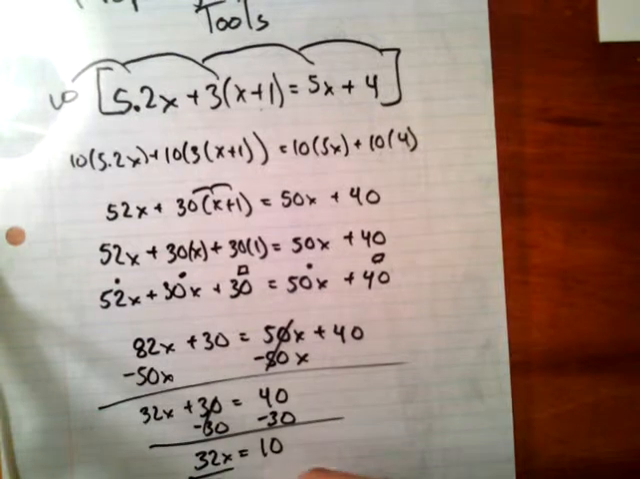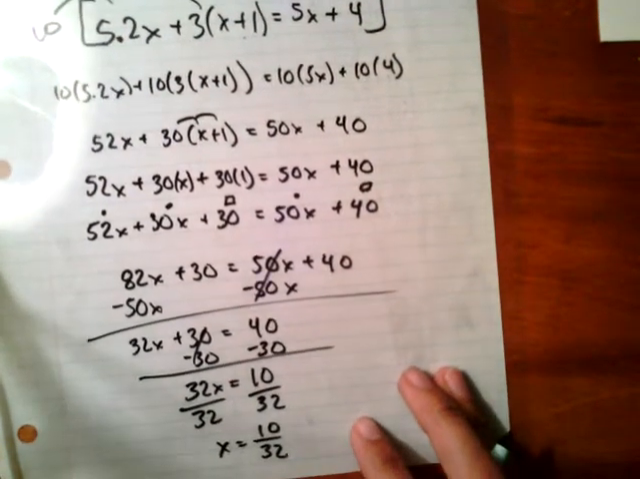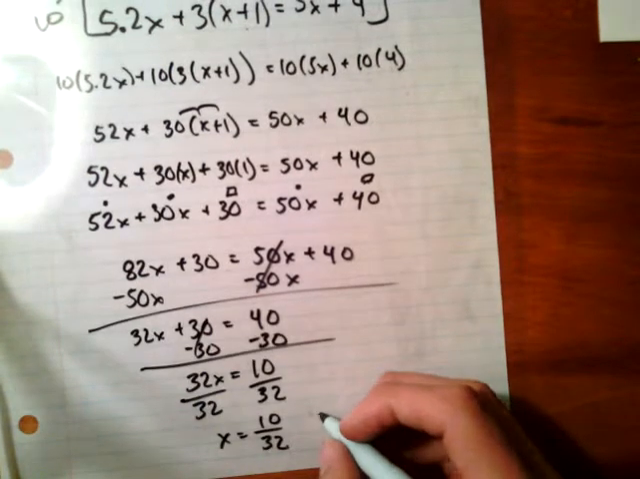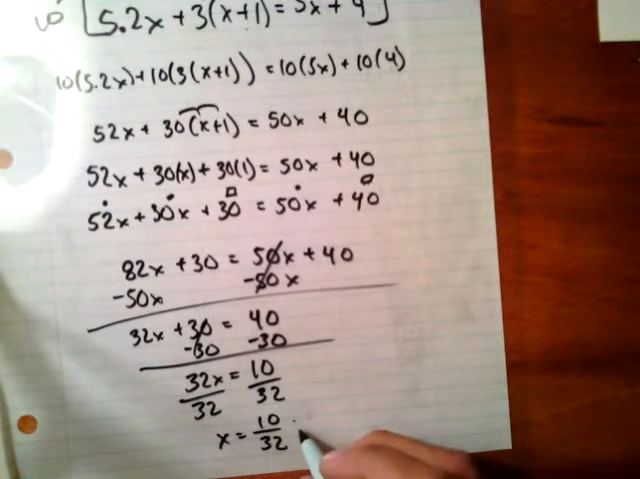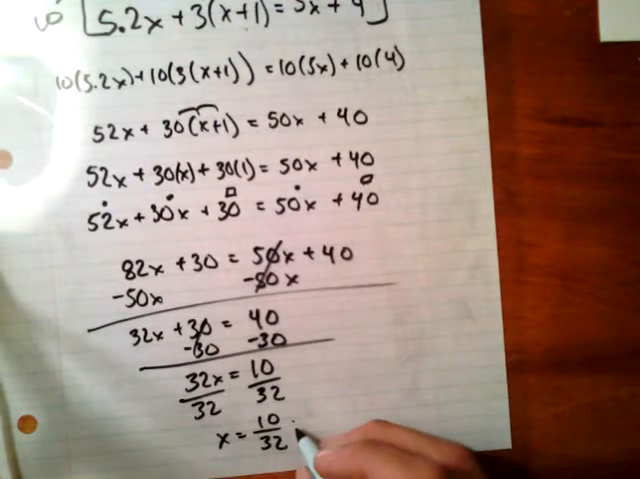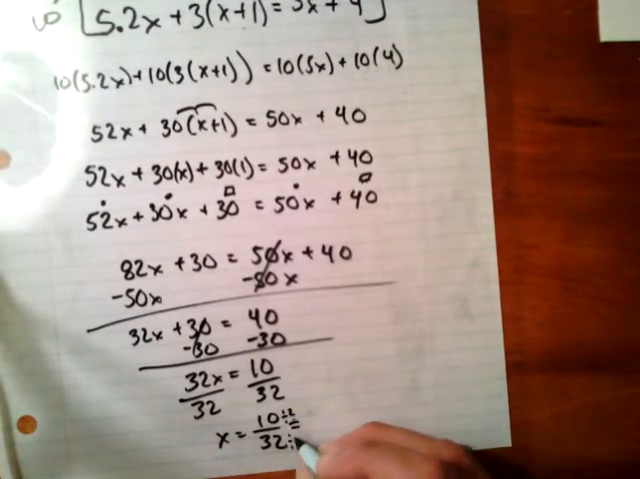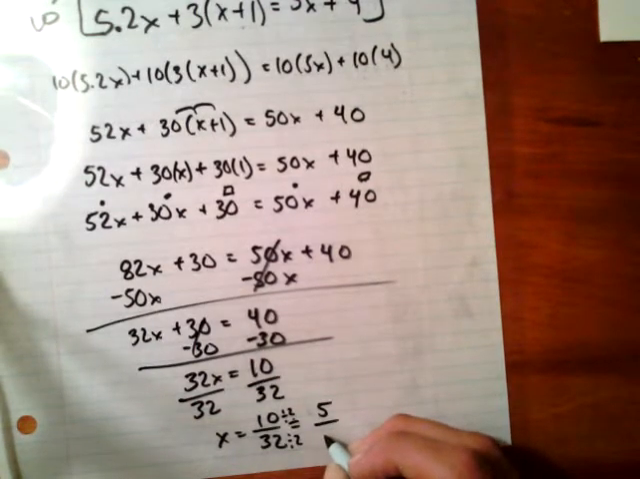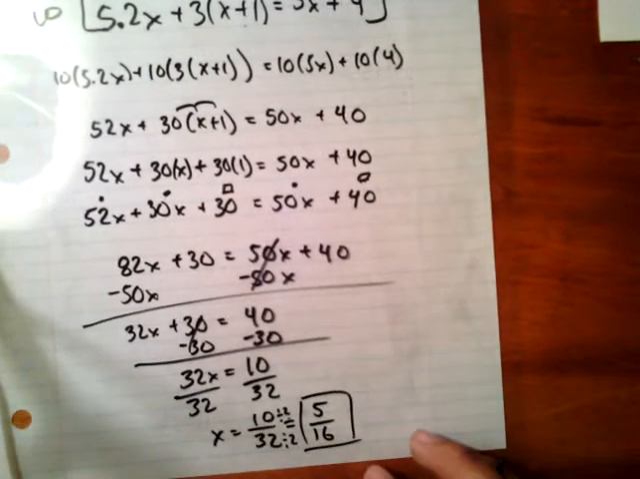Next, we want to divide both sides, and we have x is equal to 10 over 32. Now we have a fraction. This is not really the nicest solution, but it is our solution, and we want to get it in lowest terms. So we want to reduce this fraction. Both values can be reduced by dividing by 2. 10 divided by 2 gives us 5. 32 divided by 2 gives us, I believe, 16. And this is our final answer, 5 over 16.